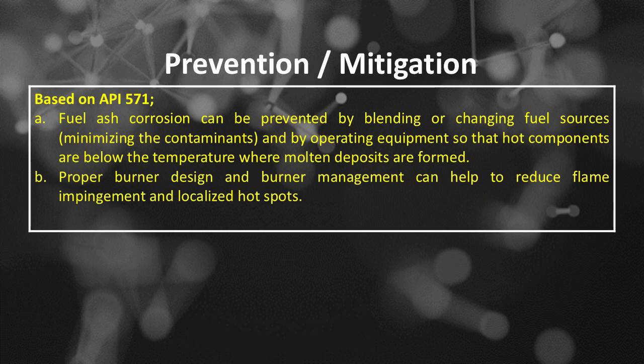Fuel ash corrosion prevention and mitigation based on API 571. Number A. Fuel ash corrosion can be prevented by blending or changing fuel sources, minimizing the contaminants, and by operating equipment so that hot components are below the temperature where molten deposits are formed. Number B. Proper burner design and burner management can help to reduce flame impingement and localized hot spots.